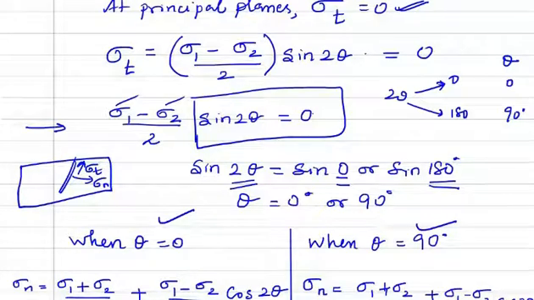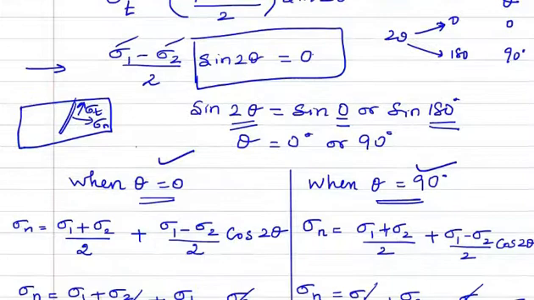You have to equate sigma t equal to 0 and find the value of theta. That value is the inclination of the principal plane. So using the value of theta, I have found the principal plane. Now I have to find the normal stress acting on this principal plane.